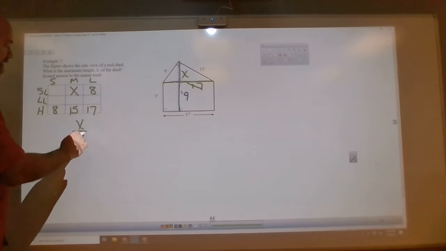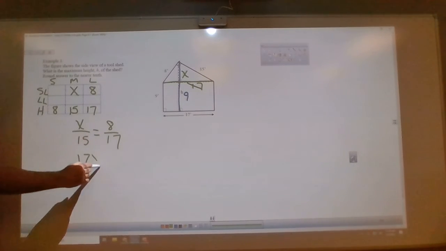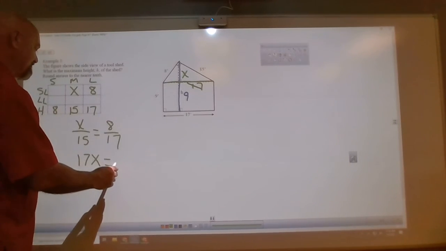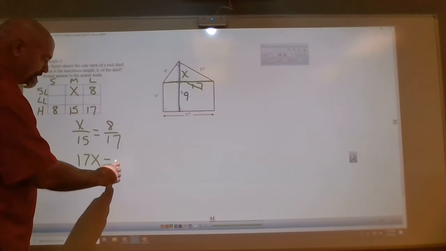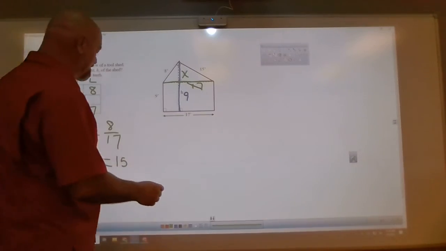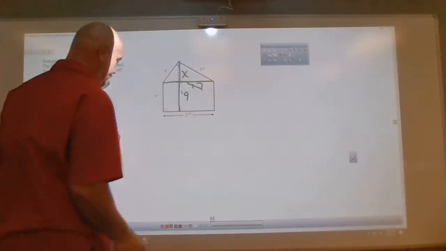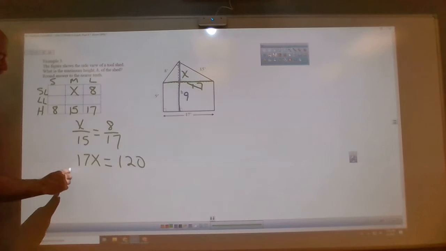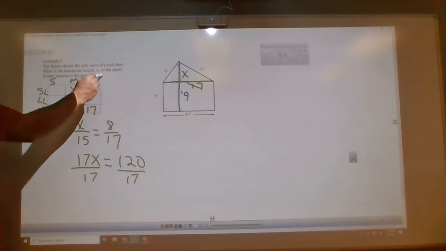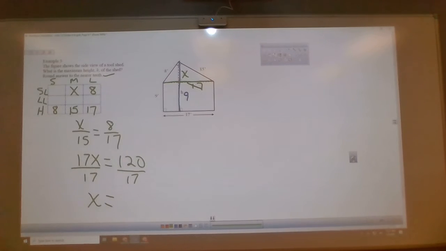So we'll go x over 15 equals 8 over 17. 17x equals 15 times 8, which is 120. Divide by 17. Now this says round to the nearest tenth, so instead of leaving this as a fraction, go ahead and use a calculator and tell me what that is, please.